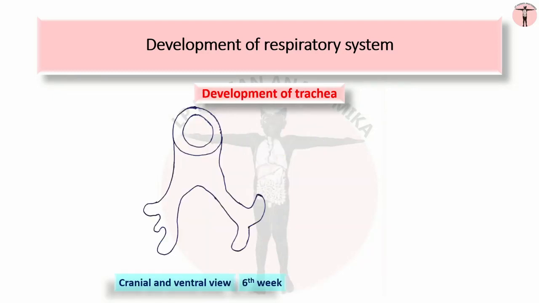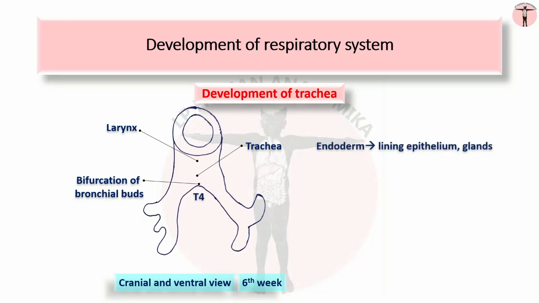The trachea develops from the intermediate part of the laryngotracheal tube that lies between the larynx and the bifurcation of the bronchial buds. With the caudocranial extension of the tracheoesophageal septum, the trachea elongates. At birth, the bifurcation of the trachea lies at the level of the lower border of the 4th thoracic vertebra. The endoderm forms the lining epithelium and glands of the trachea. The cartilage, muscle and connective tissue develop from splanchnopleuric mesoderm surrounding the tube.